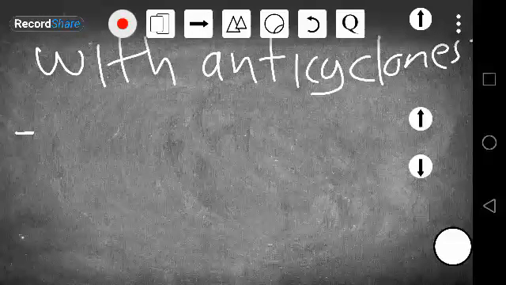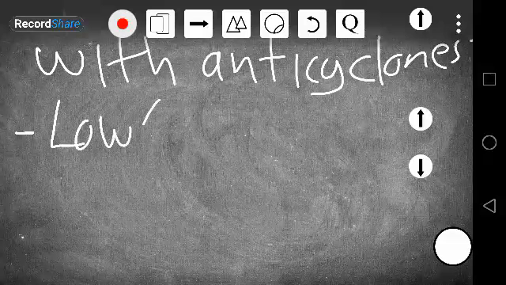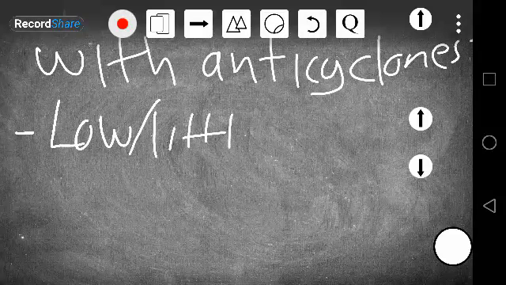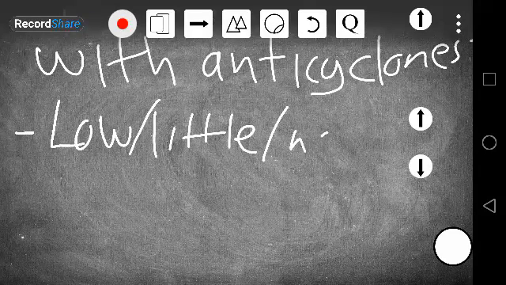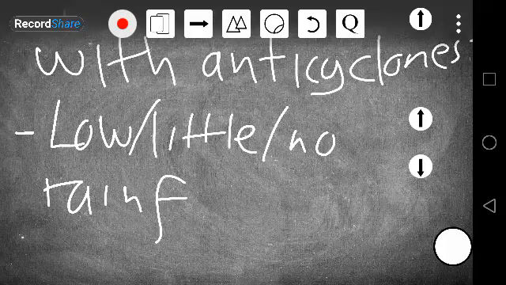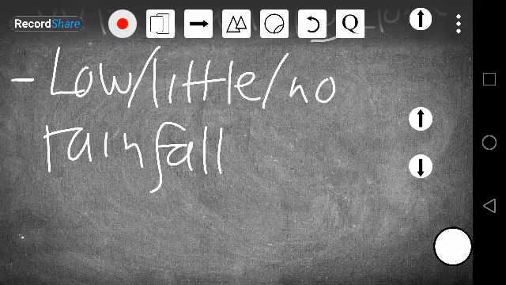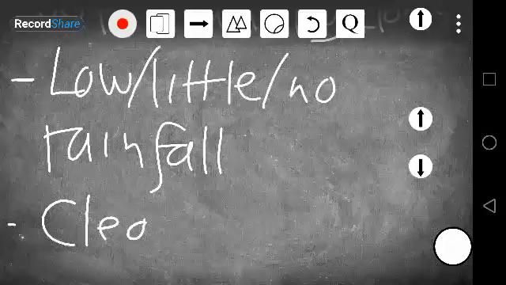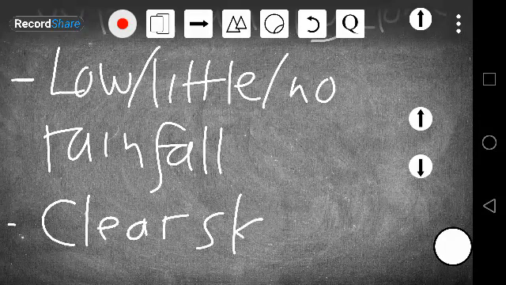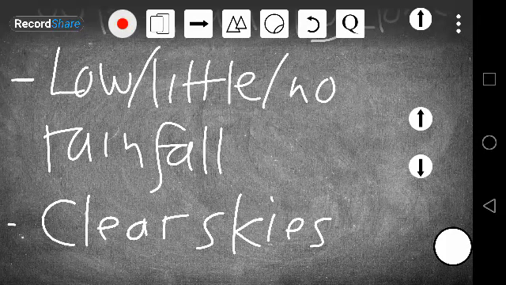The first part, we have low or little or no rainfall. Okay. Secondly, we have the clear skies. I'm sure you know what it means when we say clear skies. If clouds are clear, it means there is no rain.